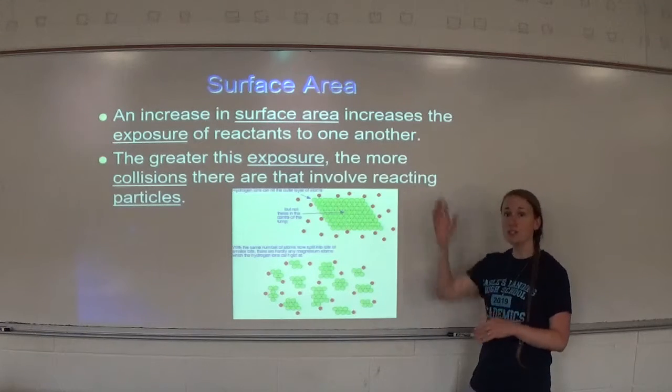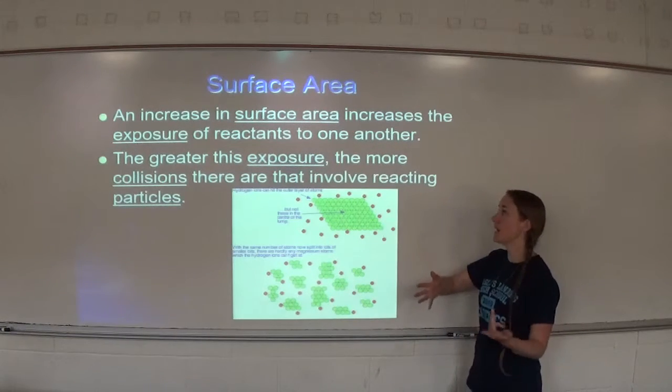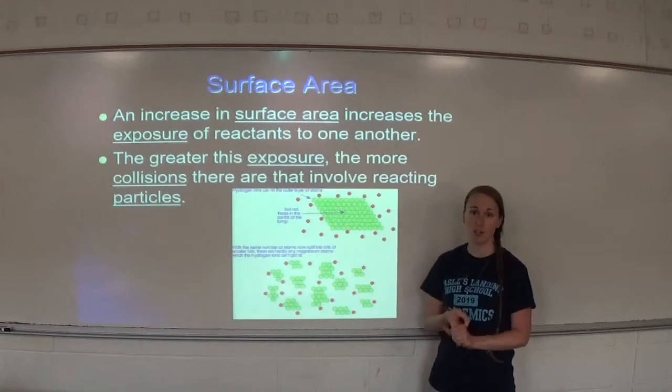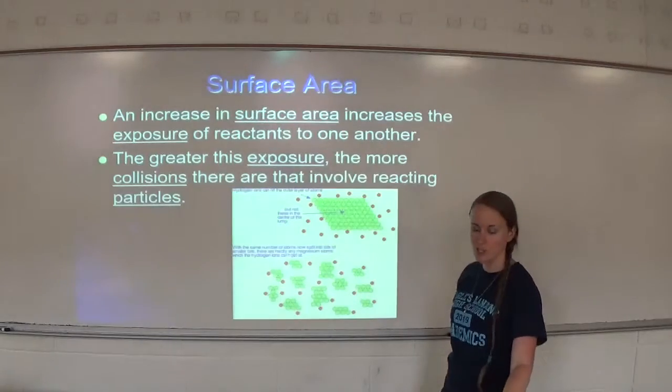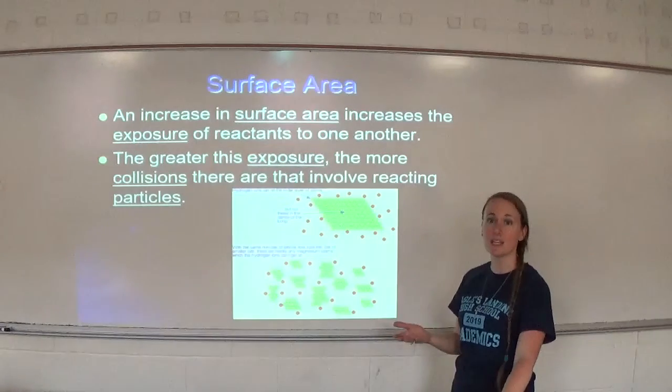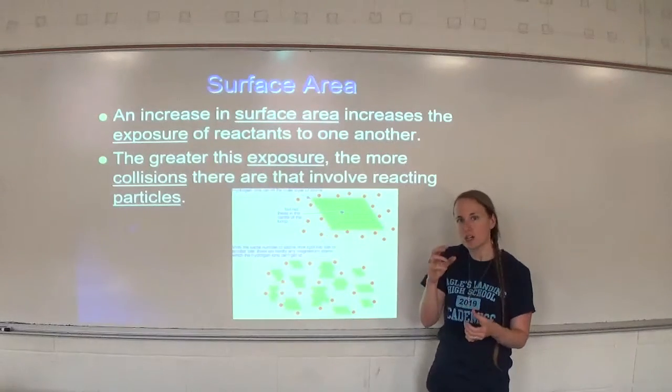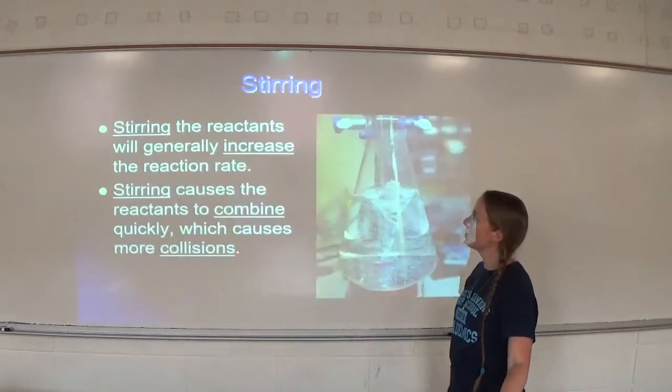Okay, so smaller particle size and larger surface area go hand in hand. The smaller the particle size, the larger the surface area, and that can increase how fast a reaction occurs. That's why we crush things a lot and use lots of powders and tiny crystals in chemistry instead of big chunks, because we want the reaction to occur faster.